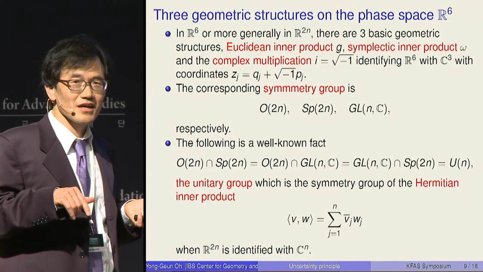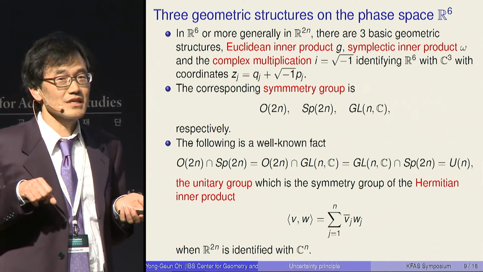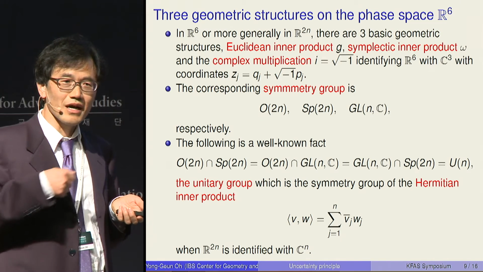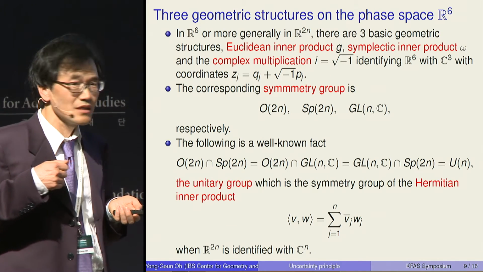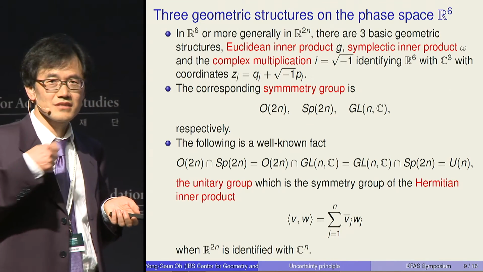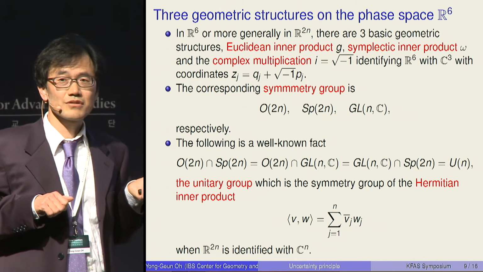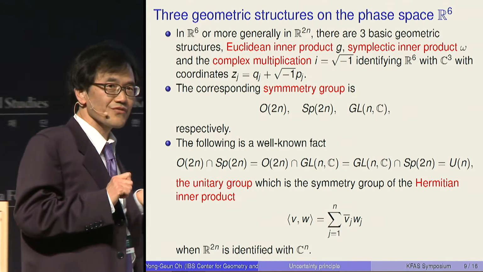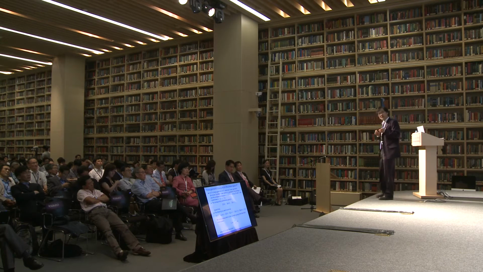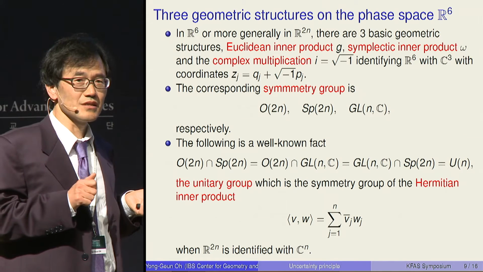And then you can regard the six-dimensional real vector space as a three-dimensional complex vector space with that change of coordinates, and there is the operation of multiplying by square root of -1. This is called complex multiplication. And each of these structures carries a symmetry group which preserves the structure. The first one is the so-called orthogonal group. The second one is called the symplectic group. And the third one is called the general linear group of complex numbers. An amusing fact is that the intersection of any pair of these three groups turns out to be the same, which is nothing but the symmetry group of the so-called Hermitian inner product.